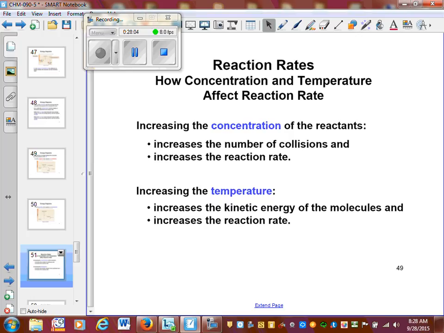So you increase the kinetic energy when you increase the temperature, you increase the speed of the molecules. So you're also going to increase the reaction rate. More molecules are moving fast enough to get an effective collision.